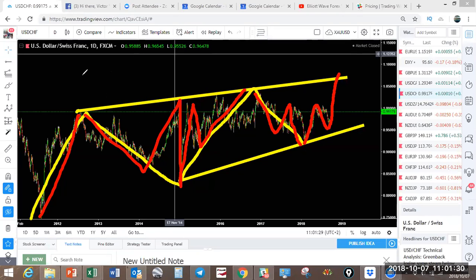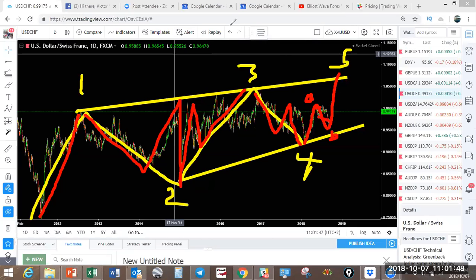Let's label this diagonal. It is a simple 1, 2, 3, 4, and now we're going for a wave 5. We are on the first A of a wave 5, A, and now we are on a B. This B was an expanding flat, and now we're going up. That is why you've got that move to the upside.